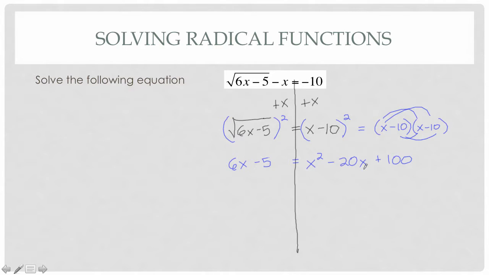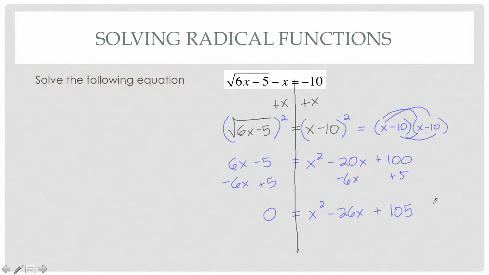And look at what we've got now. We have ourselves a quadratic equation to solve. I've got to dip into my quadratic methods, get it equal to 0, use the quadratic formula, or try and factor it, but this is where I want to solve this thing out. All right, let's go ahead and subtract 6x from both sides and add 5 to both sides. And now we've got 0 on the left side equals x squared minus 26x plus 105.